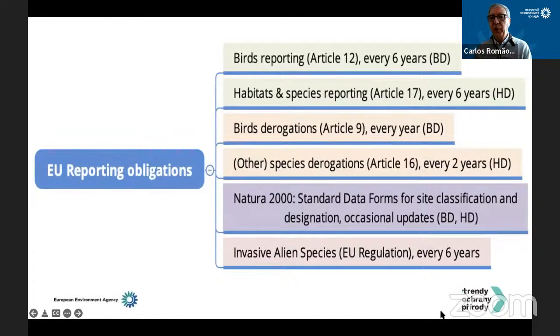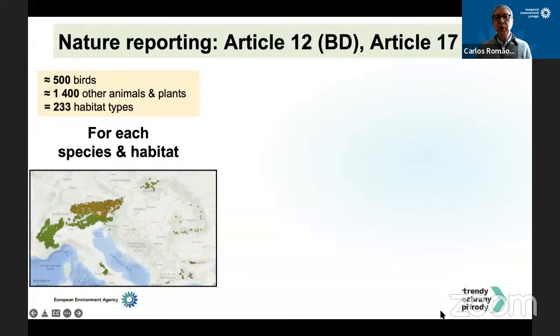Just from the Birds and the Habitats Directive, we have 3 main streams of data. One of them is the reporting on the status and trends of different species and habitats. This is the birds reporting on Article 12, and for habitats and other species, Article 17. And this is done every 6 years. Another data collection is about derogations from these 2 directives, and I will give more details later on. The third stream of data is about Natura 2000, so all the sites that are classified and designated by the member countries. And another set of information we collect is about invasive alien species, which is a relatively new regulation from 2014.